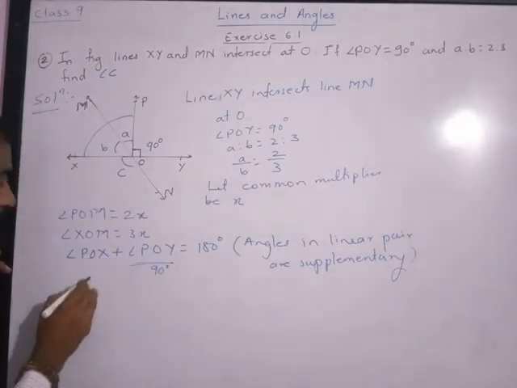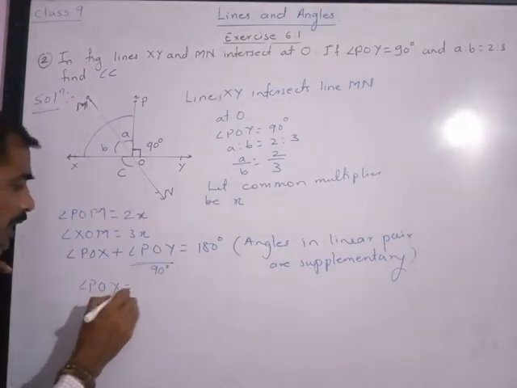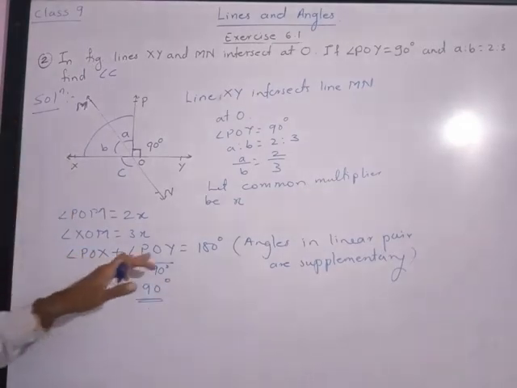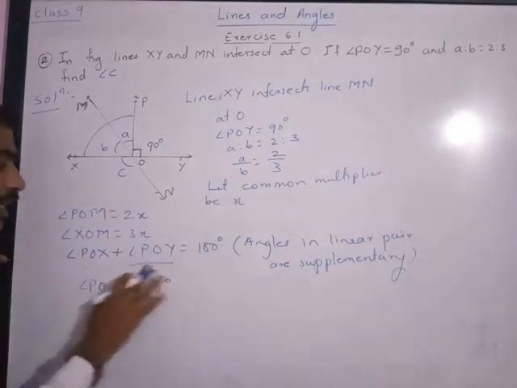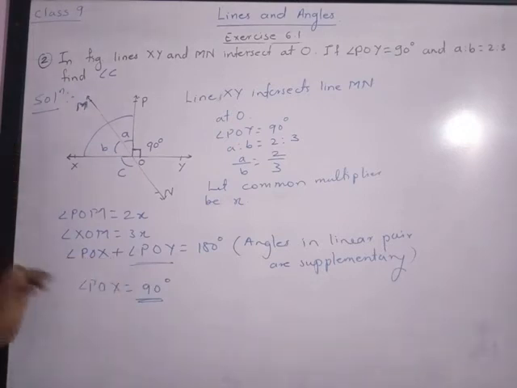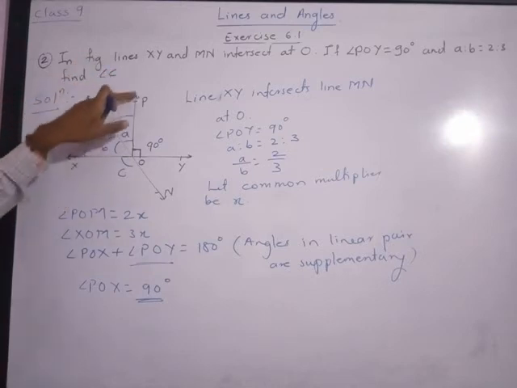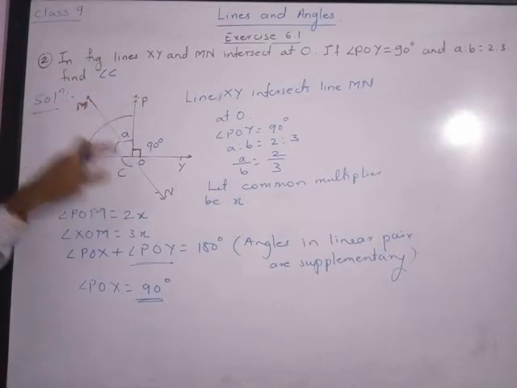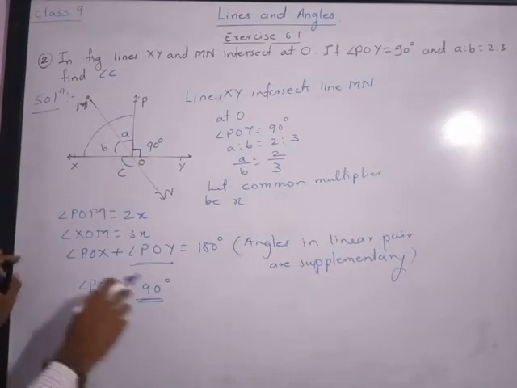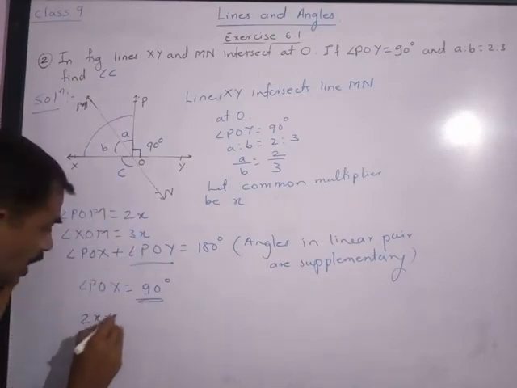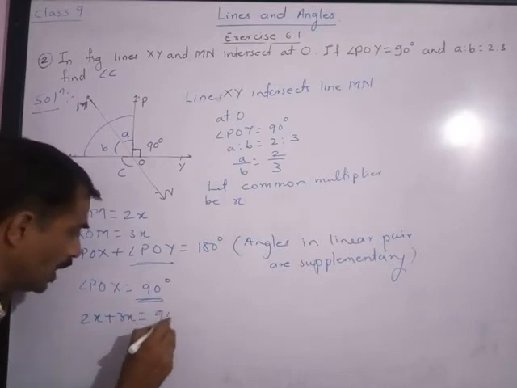It means angle POX is also equal to 90 degrees. 90 plus 90 is 180 degrees. So this angle POX must also be 90 degrees. Now look at the figure. Here POX is equal to POM plus XOM. From the figure we understand that 2x plus 3x is equal to 90 degrees.